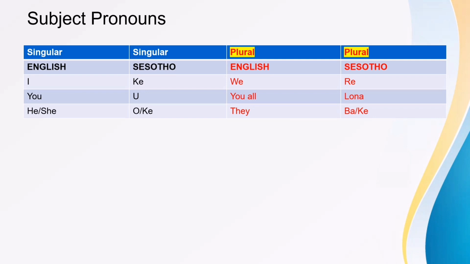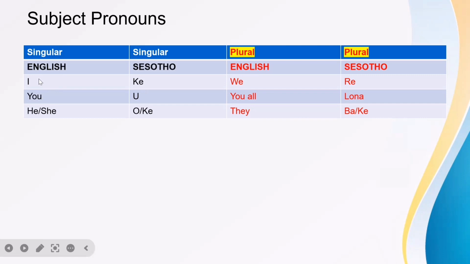For the subject pronouns, when I refer to I, it is ke for singular. I am Thokozile. Ke Thokozile. With the different ke's, it will differ with their sound and tone, because as you can see over here, we have he and she, which could be o or ke, so the tone is quite higher.